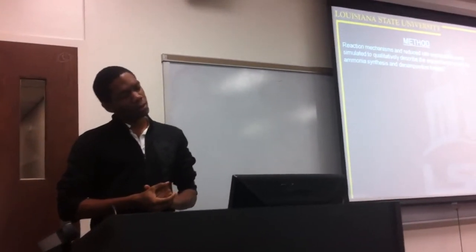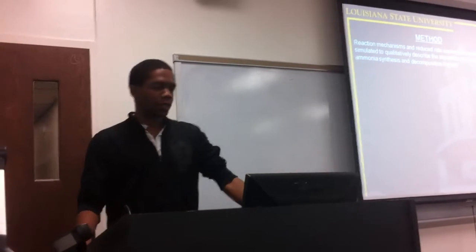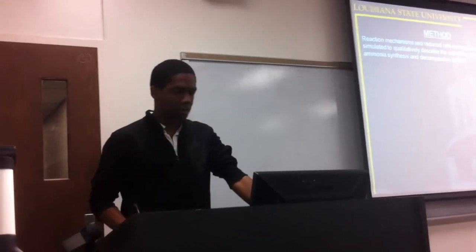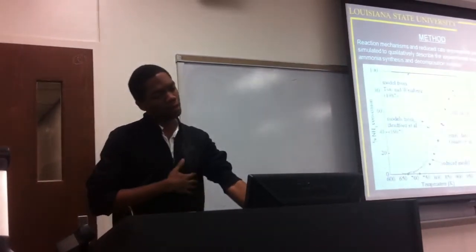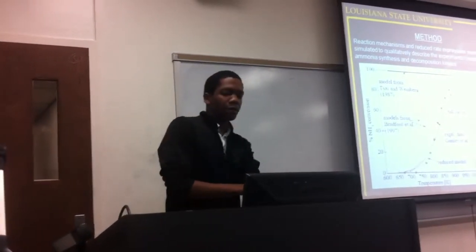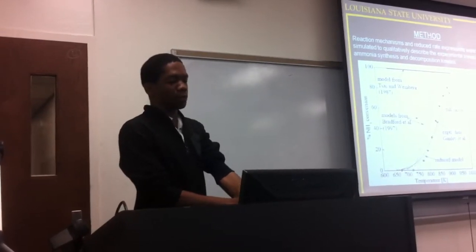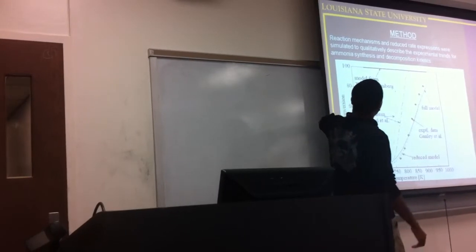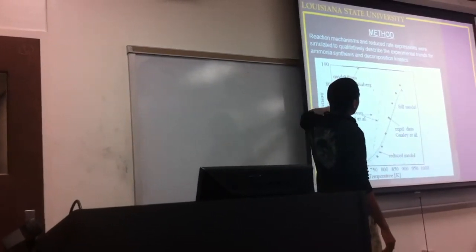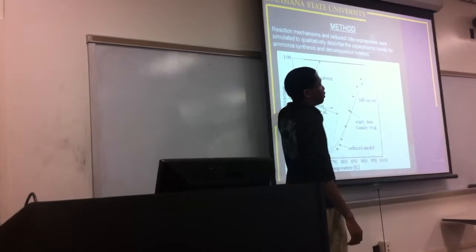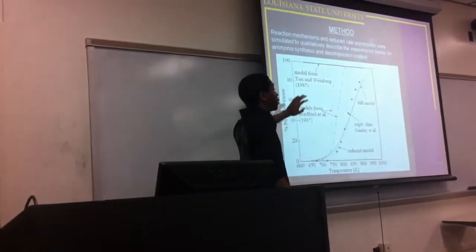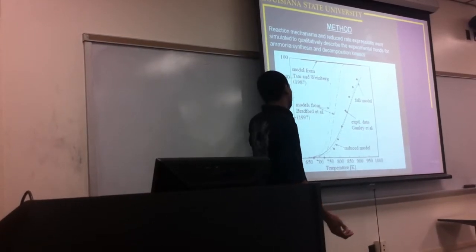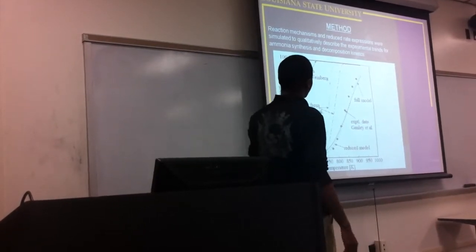So, like I just said, it was simulated and they used it to describe the trends for ammonia synthesis and decomposition kinetics. This is a graph that showed the results. These are other models that people had done in the past. And these other models are based off of a different, maybe not as accurate, theory. Maybe they solved the Schrodinger equation or did approximations.